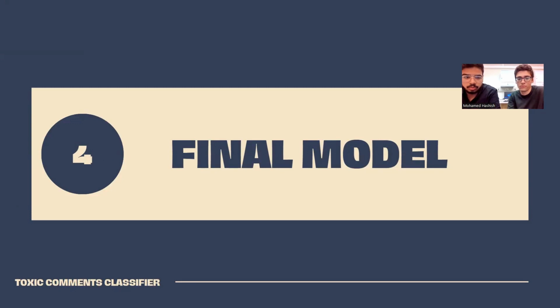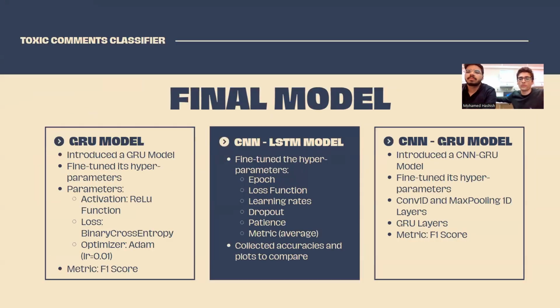So Hajj will continue with the final model. So now I'll talk about the final model. As for our final model, we've introduced a GRU model, which is an RNN model, and we fine-tuned its hyperparameters, including the activation function, the loss functions, and the optimizer. And if we didn't change the optimizer, we changed the learning rates.